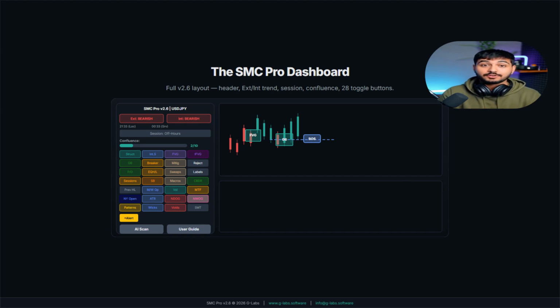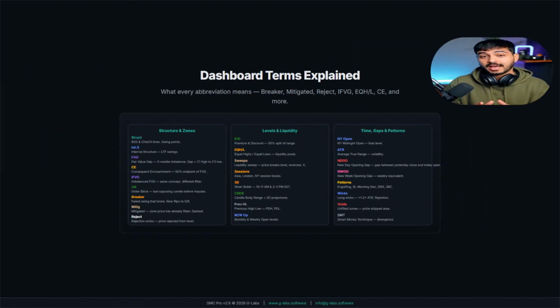Below that, 7 rows of toggle buttons: struct, int s, FVG, IFVG, OB, breaker, mitig, reject, PD, EQHL, sweeps, labels, sessions, SB, macros, CBDR, prevhl, MWOP, vol, MTF, NY open, ATR, NDOG, NWOG, patterns, wicks, voids, SMT. Green or colored means on, gray means off. Plus alert places a manual alert line. AI scan and user guide at the bottom. Every button has a meaning.